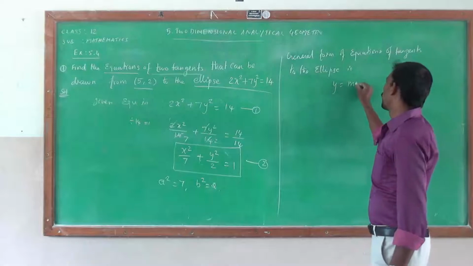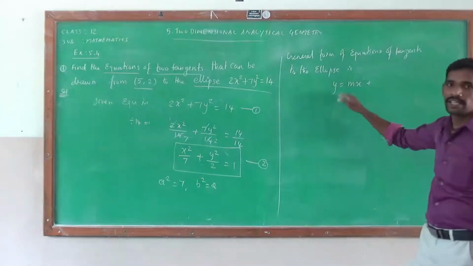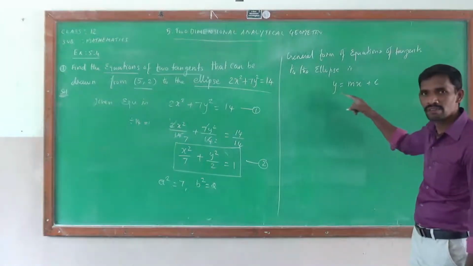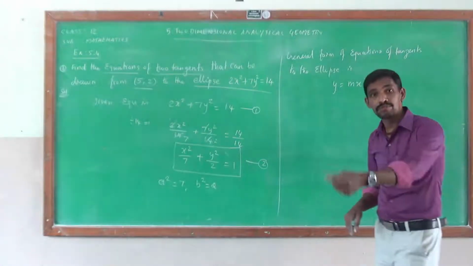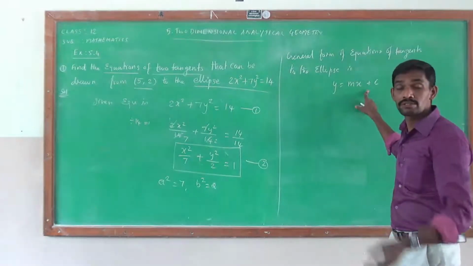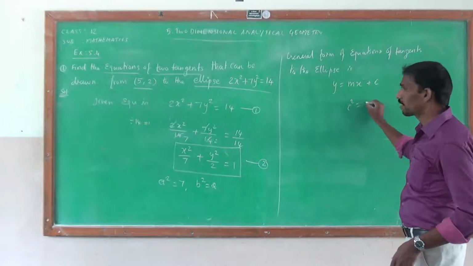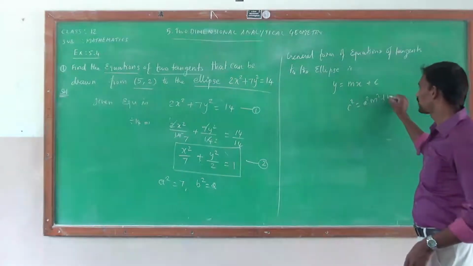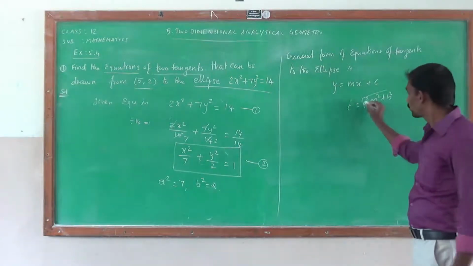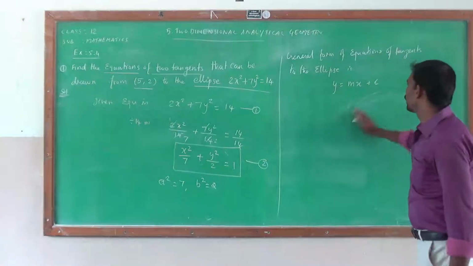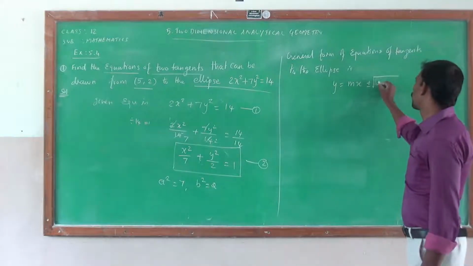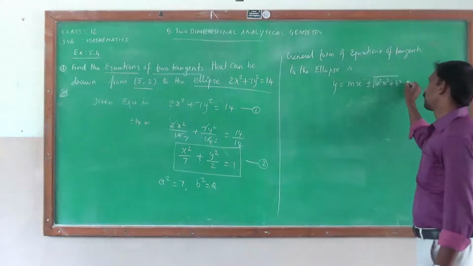A tangent equation is nothing but a line, so the line equation can be written in the form y is equal to mx plus c. According to the earlier class, the condition required for a line to be tangent to the ellipse is c square is equal to a square m square plus b square. Now we want to find c, so we take the square root, plus or minus. So the tangent can be written as y is equal to mx plus or minus square root of a square m square plus b square.